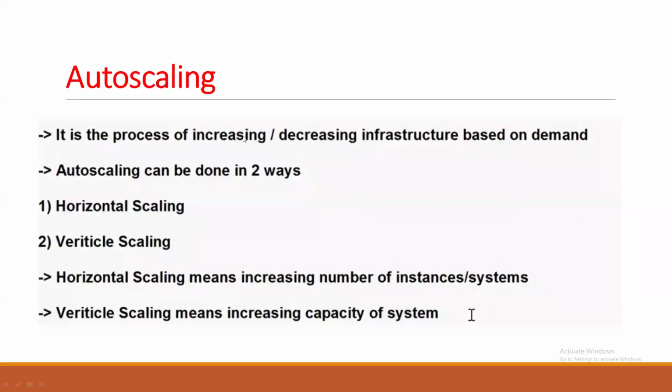So auto scaling is the process of increasing or decreasing infrastructure based on the demand. Auto scaling can be done in two ways: horizontal auto scaling and vertical auto scaling. It is the process of increasing or decreasing the infrastructure based on the demand.